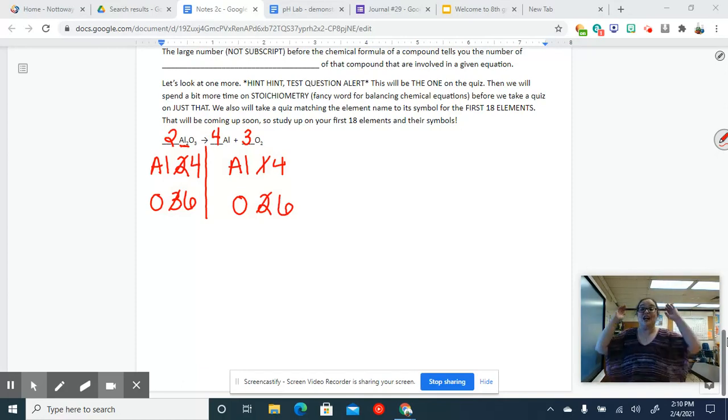Now, that is the only one of these that's on the quiz. Hint, hint, okay? Then we'll take the quiz, it's Quick Quiz 5. We'll take that quiz, and then we're going to spend a lot of time on stoichiometry, and you'll be much more comfortable with it.